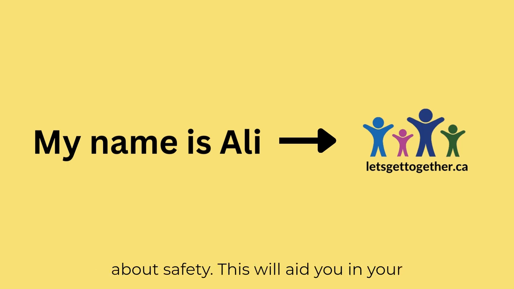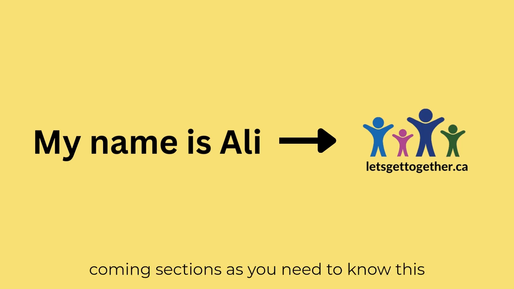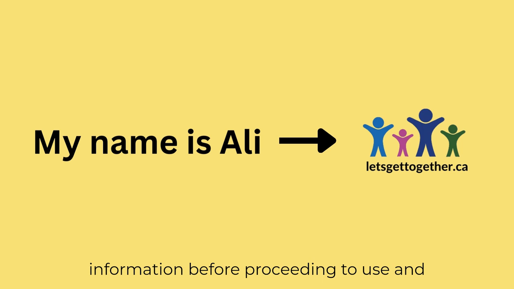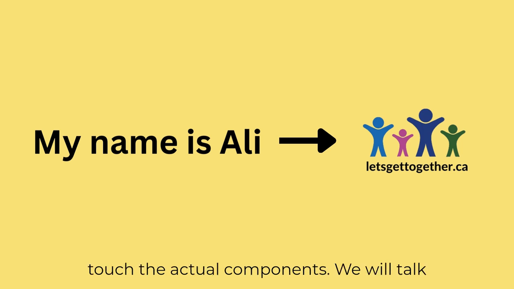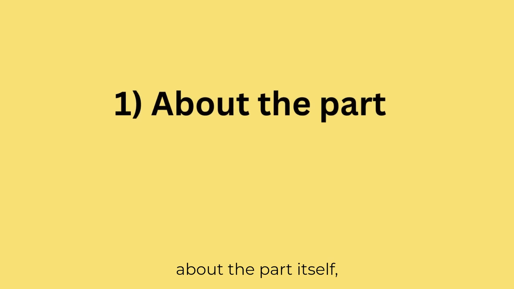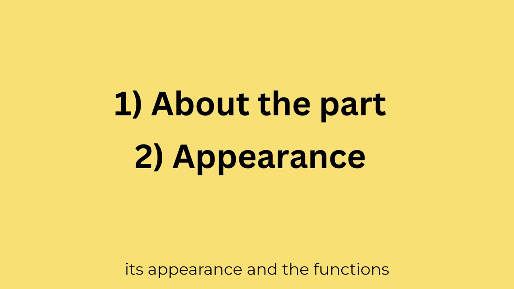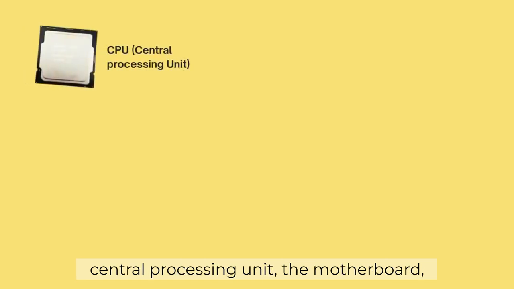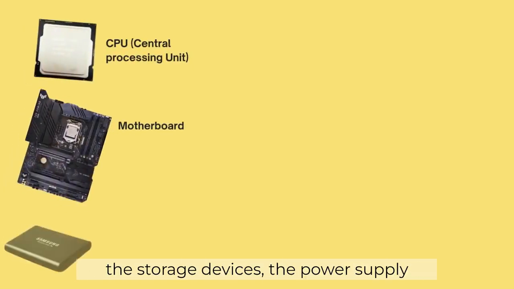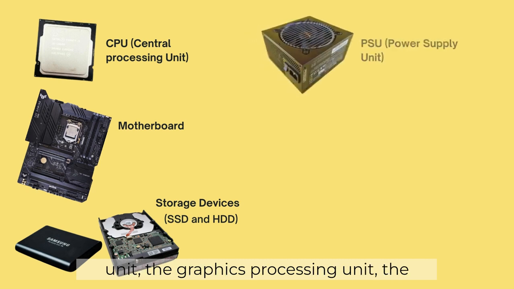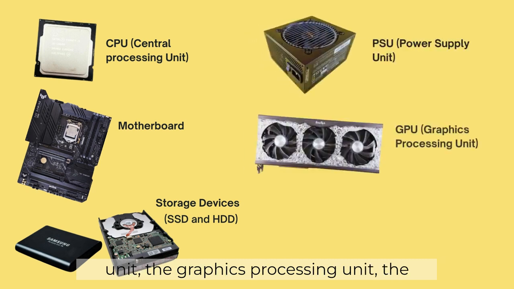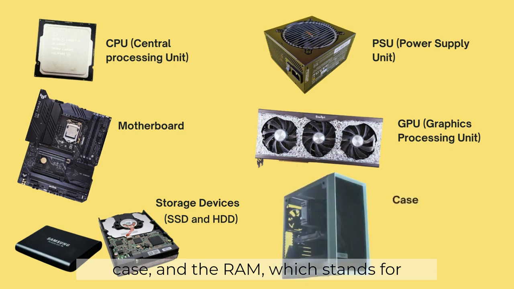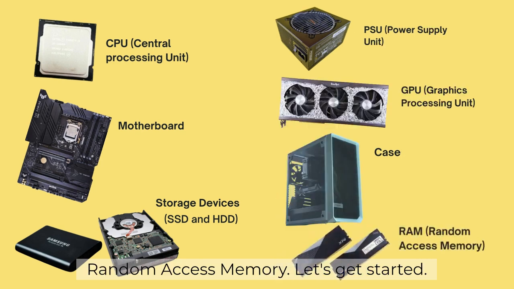This will aid you in your coming sections as you need to know this information before proceeding to use and touch the actual components. We will talk about the part itself, its appearance, and the functions or features of the specific part. Here you will learn about each of the parts and what they do: the CPU, the central processing unit, the motherboard, the storage devices, the power supply unit, the graphics processing unit, the case, and the RAM, which stands for random access memory. Let's get started.